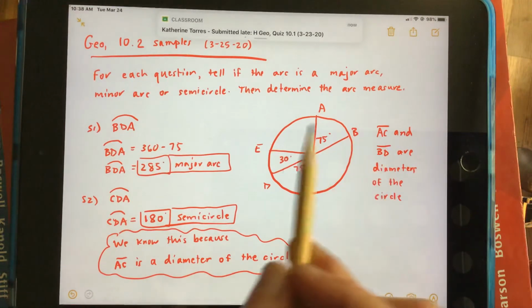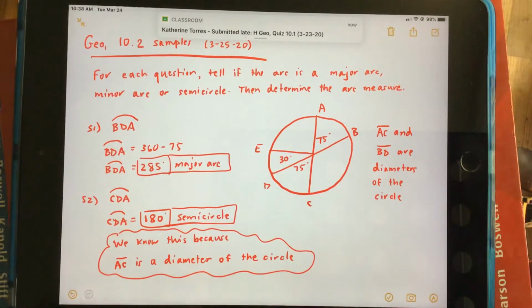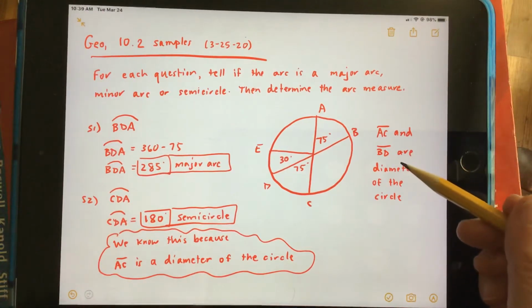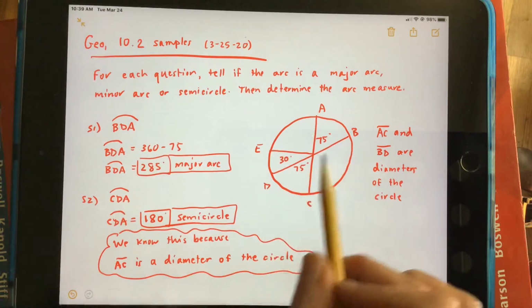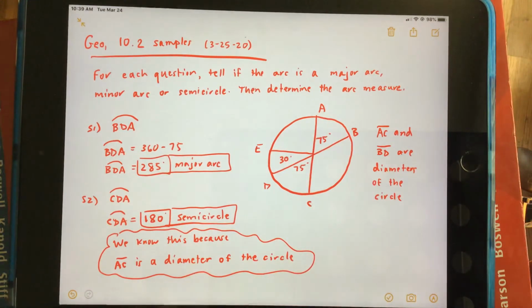We're going to use this one diagram over here for all three of our sample problems. Notice that it tells you that AC and BD are both the diameter of the circle. So from B to D, that's a diameter, and from A to C, that's a diameter. That will be important for our thinking as we work through these problems.